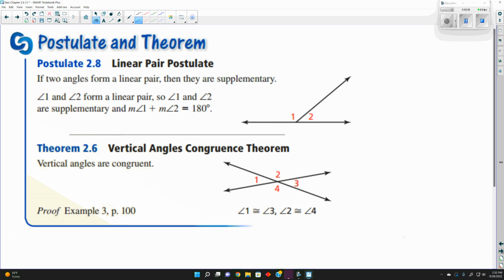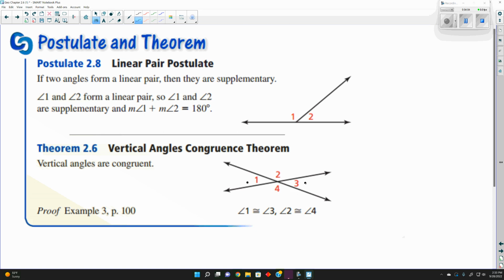Now we're going to look at the last part of these notes. So we have two definitions. Linear pair postulate: if two angles form a linear pair, then they're supplementary. So if two angles form a linear pair, they make a straight line, and they add together to be 180. If two angles are vertical angles, then they are congruent. They're going to be the same. Vertical angles are congruent. Linear pairs add up to be 180.